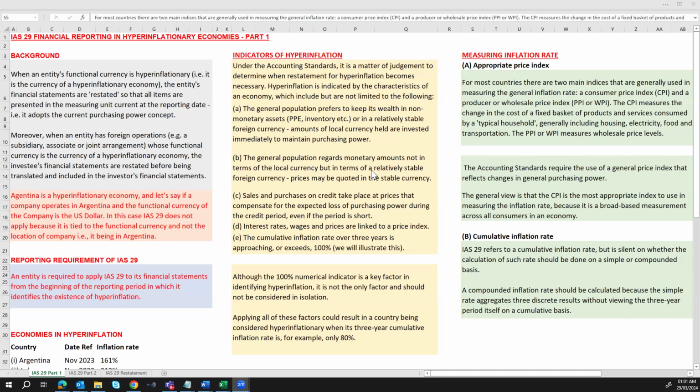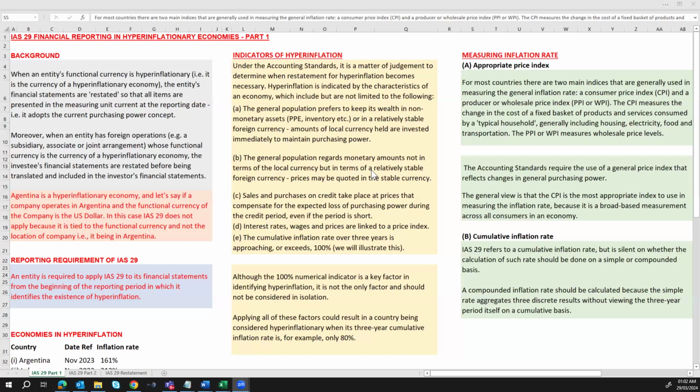When an entity's functional currency is hyperinflationary, that is, it is the currency of a hyperinflationary economy, the entity's financial statements are to be restated so that all items are presented in the measuring unit current at the reporting date. That is, it adopts the current purchasing power concept of economics.